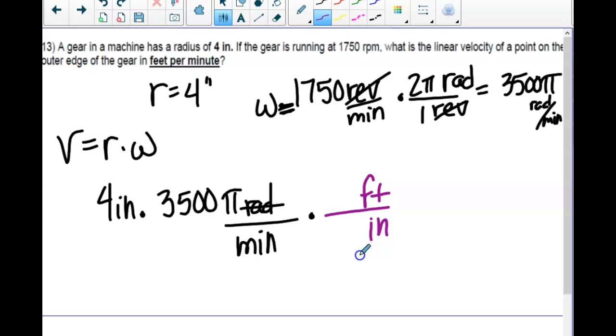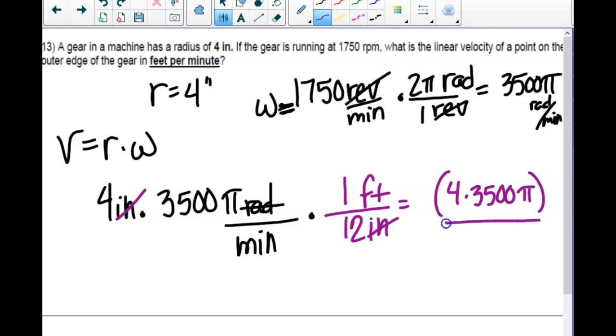What can you tell me? First of all, what's the number? 12? Please tell me you know some of this. 12 inches is a foot, so the 12 goes with what? The inches. Now the inches divide out. The only labels I have left are feet and minutes because radians magically disappear. Revolutions don't. That's why we had to cancel them by changing it to radians. All right, on the top, we have a 4 times 3,500 times pi. In the denominator of this particular question, all we have is a 12.